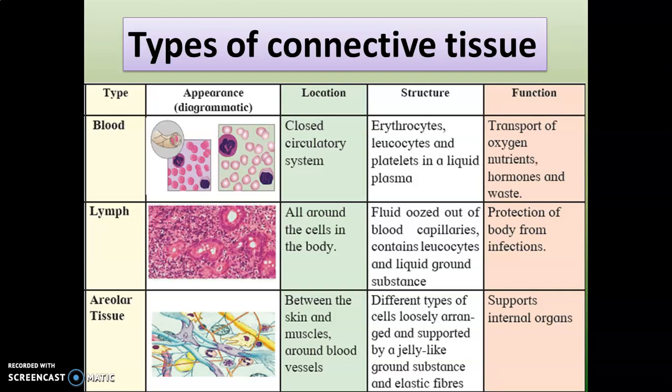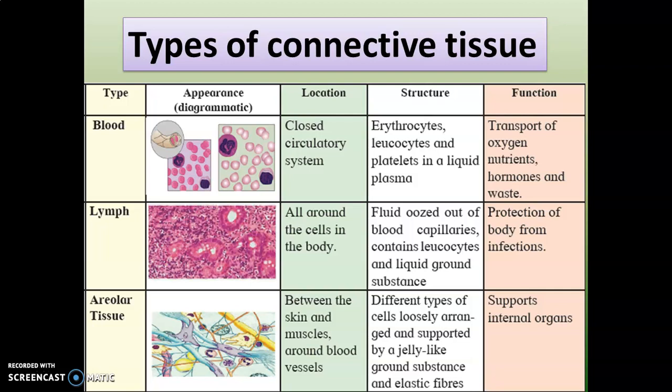Then next we have the areolar tissues, which are present between the skin and the muscles, around the blood vessels. Now we have already discussed in the beginning that we cannot see the blood vessels because they are enclosed. So these are the areolar tissues which are present between the skin and the muscle around the blood vessels.